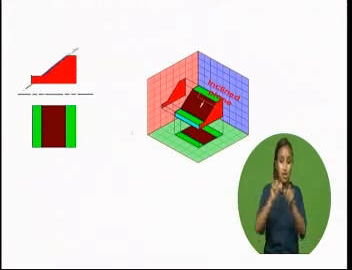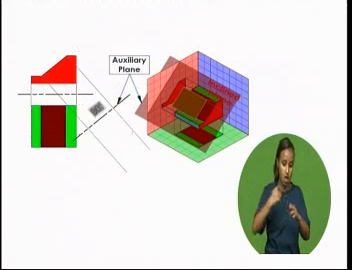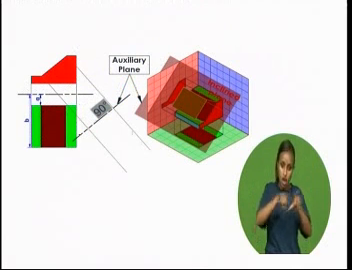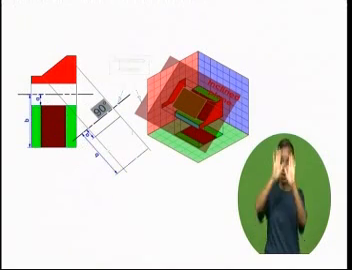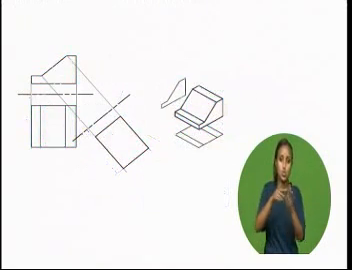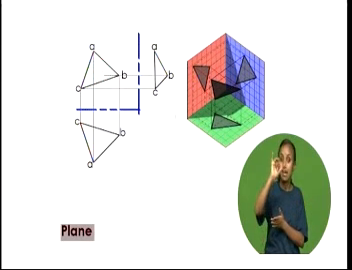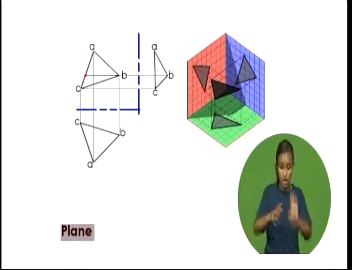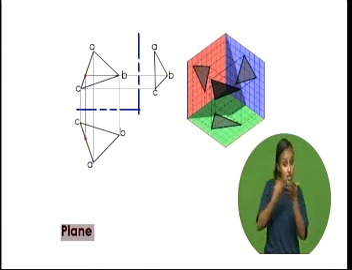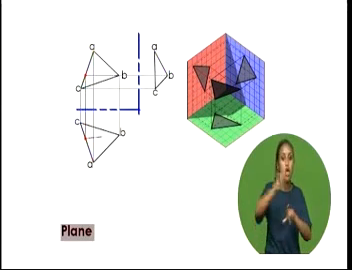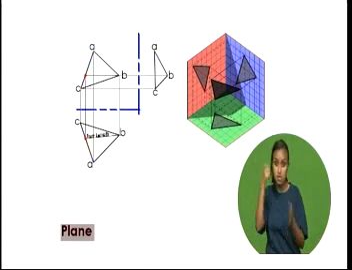To find the true shape of inclined surfaces, we need to set a reference line parallel with the edge view, which represents the auxiliary plane which is parallel to the surface. While in the case of an oblique plane, we need to find the edge view of the oblique surface first. To do so, we set a horizontal line on one view and project it on the other view.